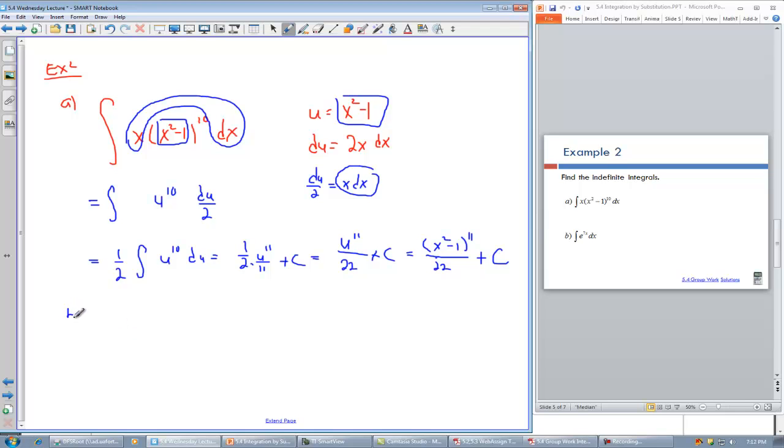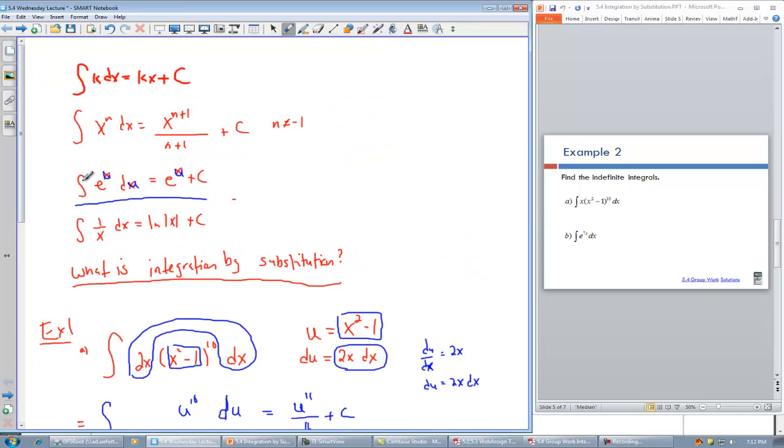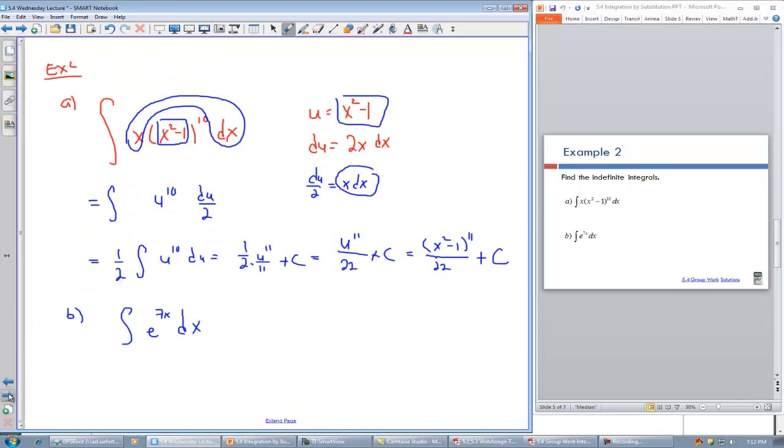On the next one, part B, I have the integral of e to the 7x dx. Now I look at this with fresh eyes. It's not one of my 4 types, those being a constant, a power, just e to the x, or 1 over x. So there's not much I can do with it as it is now. I need to make a substitution. So I let u equal, and there's only one thing it can be, 7x. So u is 7x, and then du is equal to 7 dx.